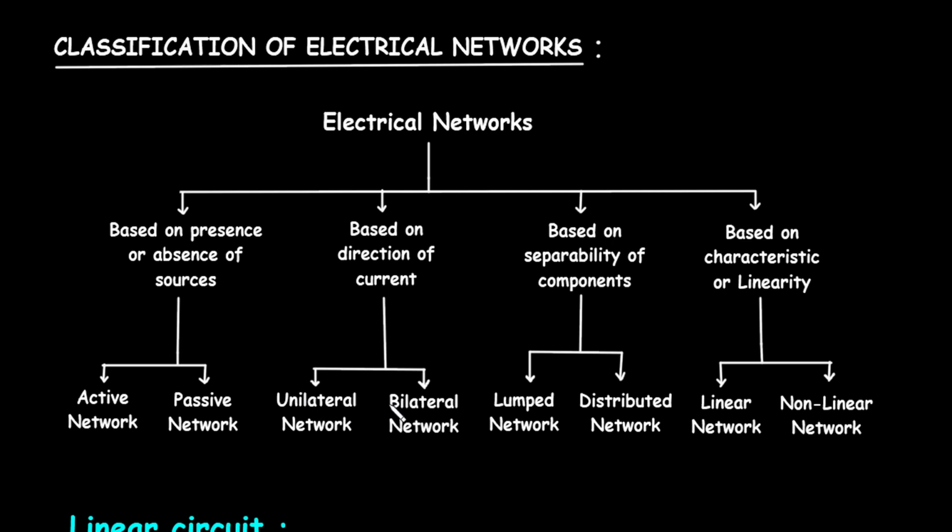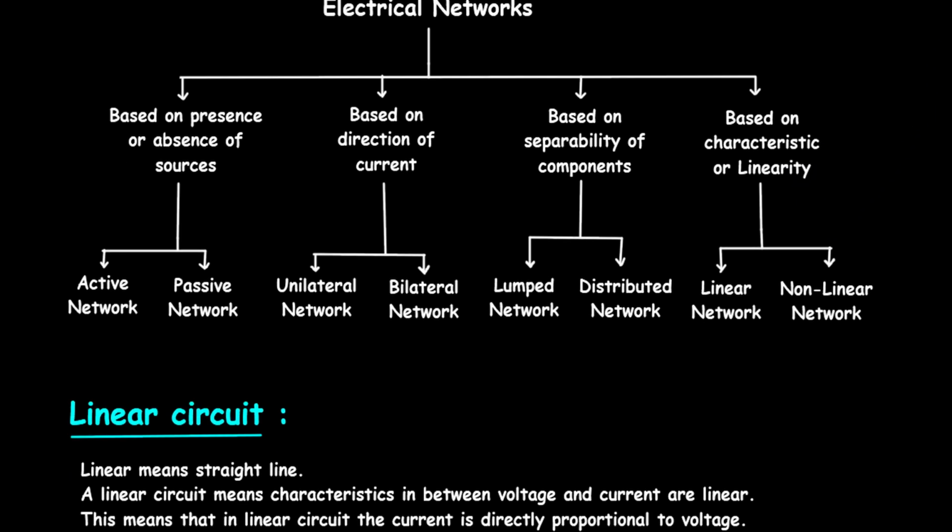Unilateral network and bilateral network are based on direction of current. Lumped network and distributed network are based on separability of components. Linear network and non-linear network are based on characteristic or linearity. Now let's see one by one.